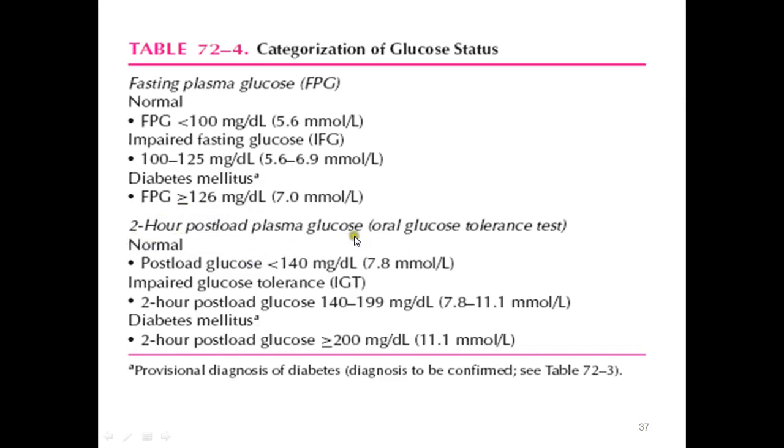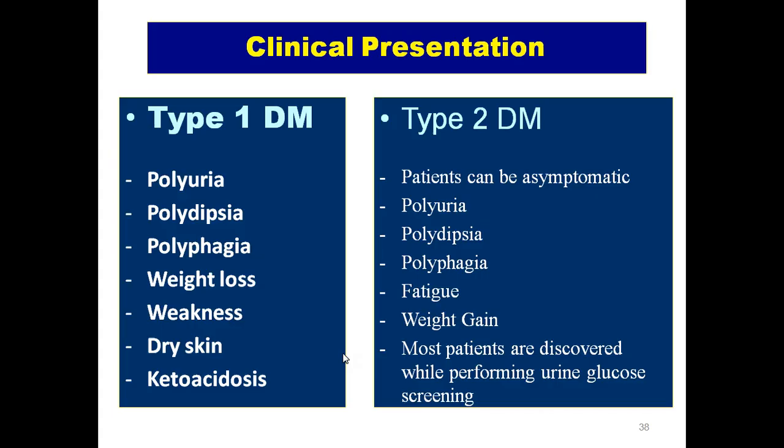2-hour post-load plasma glucose or oral glucose tolerance: normal plasma glucose is less than 140 post-load. Impaired is 140 to 199, and patient is diabetic if the levels are more than or equal to 200 milligram per dl. So we have talked about this.